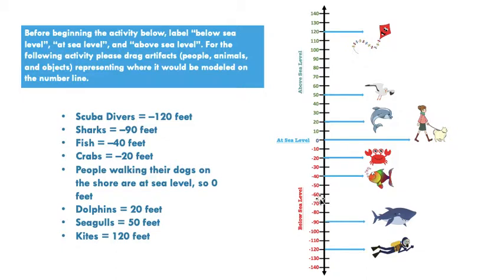Fish are at negative 40 feet. So 40 feet below sea level. Crabs are negative 20 feet, so 20 feet below sea level. People walking their dogs on the shore are at sea level, so 0 feet. Dolphins are at 20 feet because they're jumping out of the water, and they go as high as 20 feet. Seagulls are at 50 feet, so they're flying above sea level. And the kites are at 120 feet, so they're flying above sea level at 120 feet. And that's it.